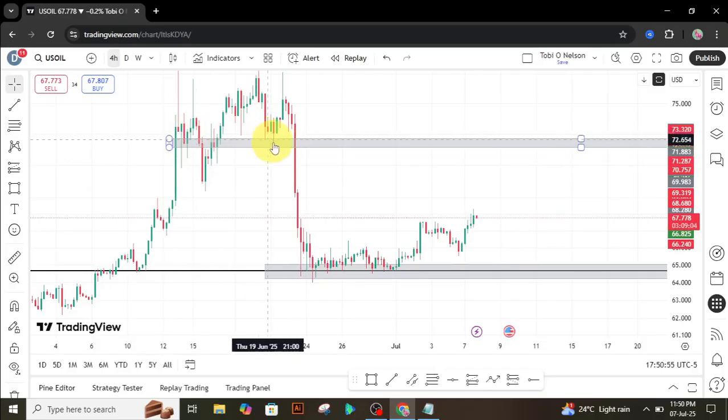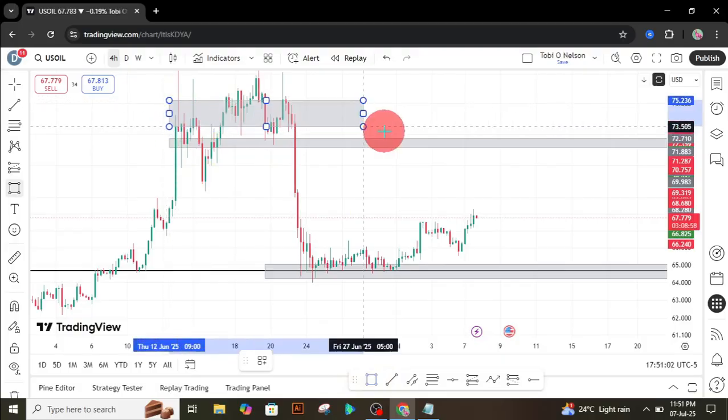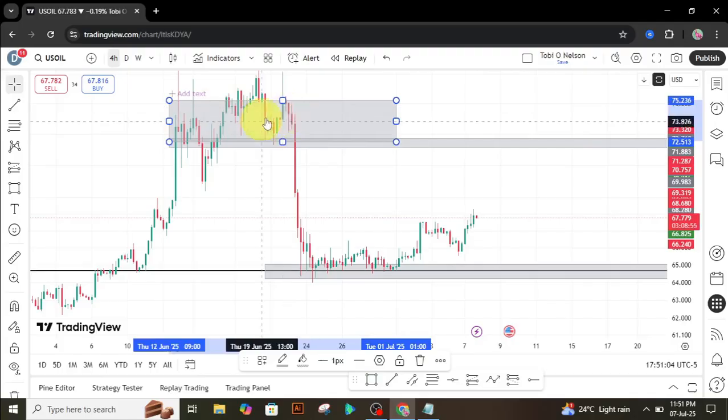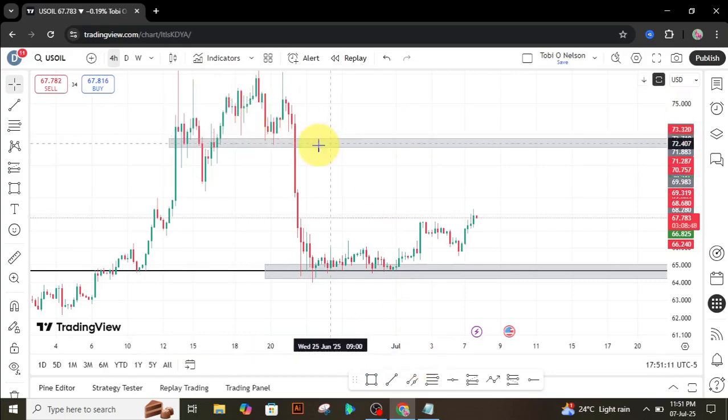This area where we have a huge sell, because when we talk about it, it's all about this area, this particular, all this big area. This is where the selling last took place. So what you want to do is you want to wait when price gets here.